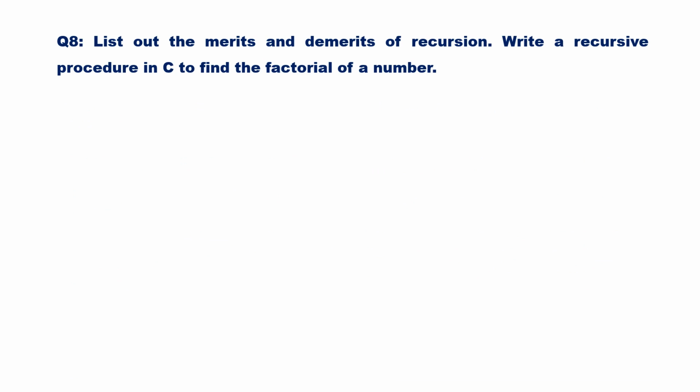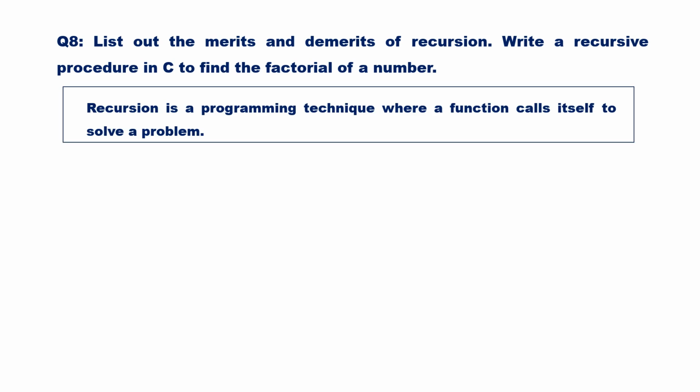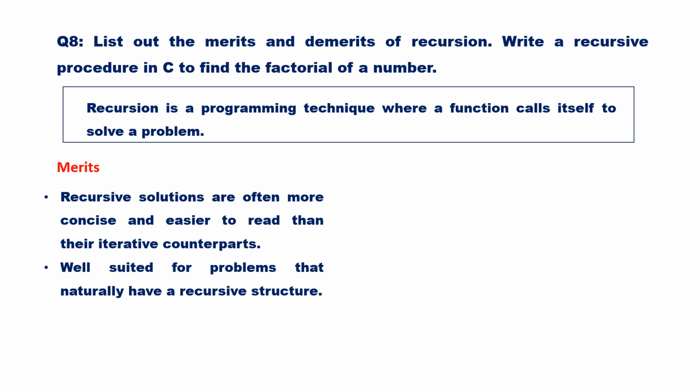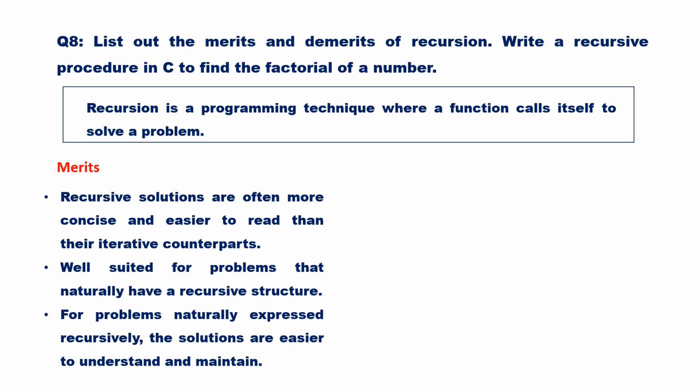Question number 8. List out the merits and demerits of recursion. Write a recursive procedure in C to find the factorial of a number. Recursion is a programming technique where a function calls itself to solve a problem. Let us discuss the merits of recursion. Recursive solutions are often more concise and easier to read than their iterative counterparts. Well suited for problems that naturally have a recursive structure. For problems naturally expressed recursively, the solutions are easier to understand and maintain.